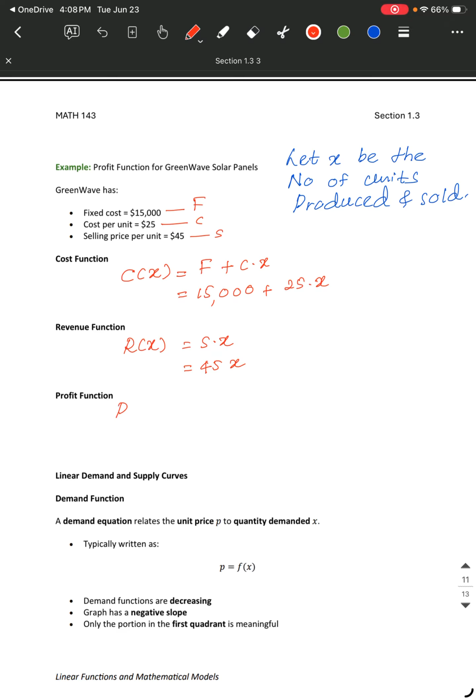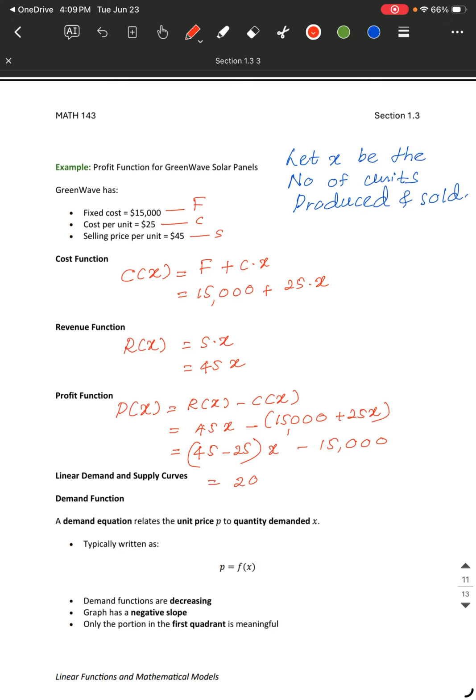Finally, the profit function P of X, the difference between R of X and C of X: 45X minus the quantity 15,000 plus 25X. 45 minus 25 times X minus 15,000, so 20X minus 15,000. Okay, this would be the idea behind the cost, revenue, and profit function.